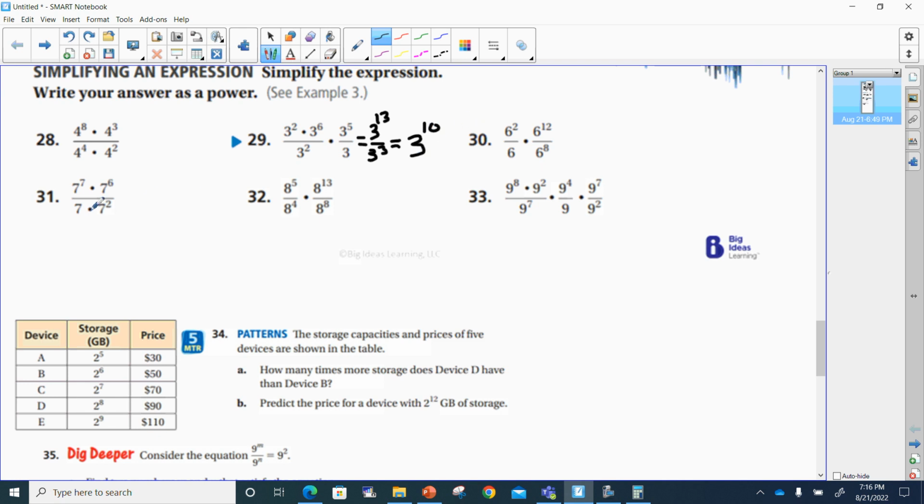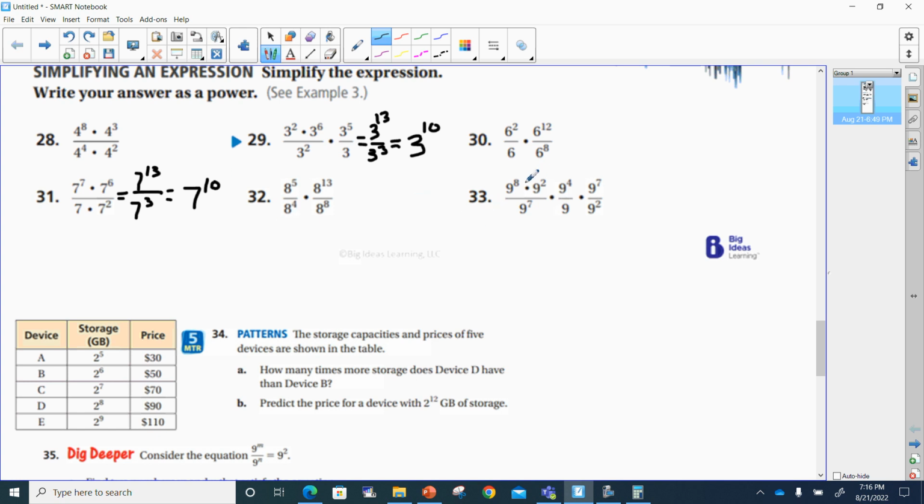All right, I'm going to number 31. 7 to the first times 7 to the second is going to equal 7 to the third. 6 and 7 make 13, so there's 7 to the 13. This is starting to look really familiar. Don't know if you noticed that over here. 13 minus 3 is 10, so this would be 7 to the 10th. Number 33 is mine. 32 is yours.